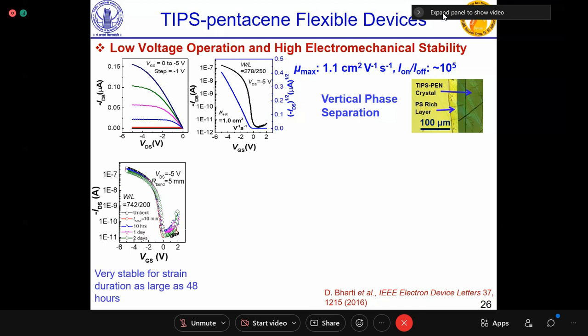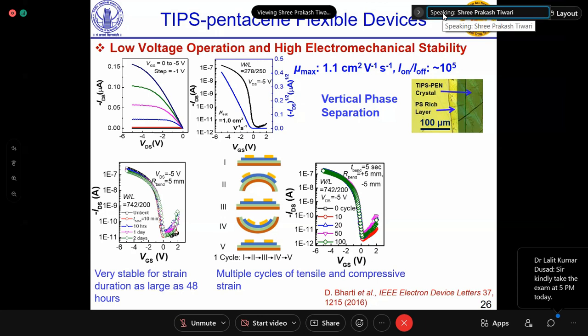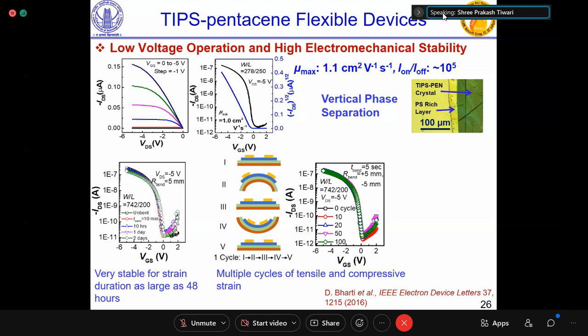And then we did our repeatability and electromechanical stability, and not only in one direction, with multiple bending cycles up to say hundreds and 500 cycles, where you give compressive and tensile both kind of strain. And then we tried to see, these devices were quite stable even after 100 cycles of repeated bending. So high performance devices which were highly reliable were demonstrated using TIPS pentacene.